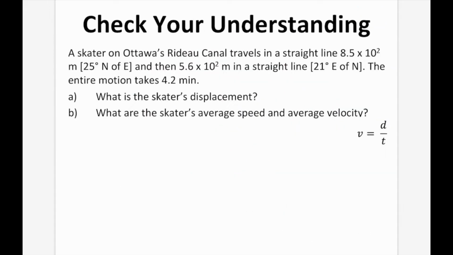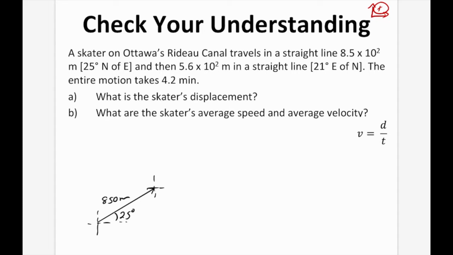A skater on Ottawa's Rideau Canal travels in a straight line 8.5 times 10 to the 2 meters, 25 degrees north of east, and then 5.6 times 10 to the 2 meters in a straight line, 21 degrees east of north. The entire motion takes 4.2 minutes. So our first vector, we'll draw our compass here. We're going to go 850 meters north of east. So that means we were going east, and we're going to go 25 degrees north of it. So 25 degrees. And that is 850 meters.